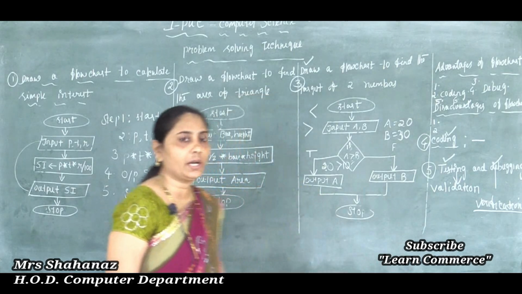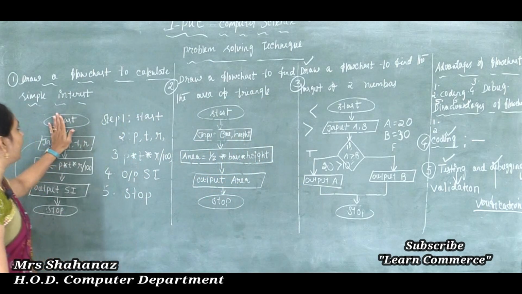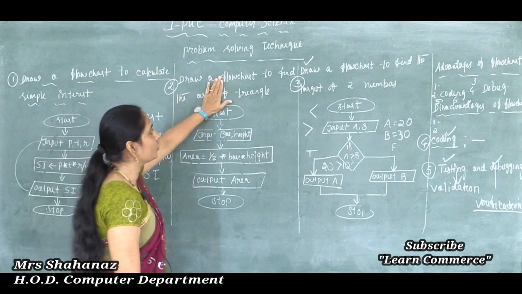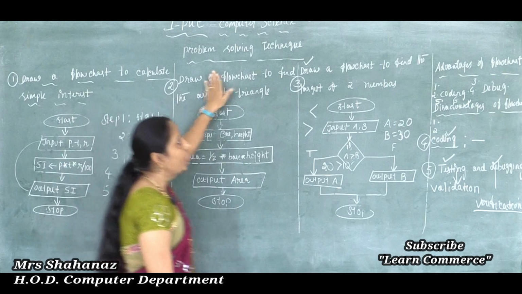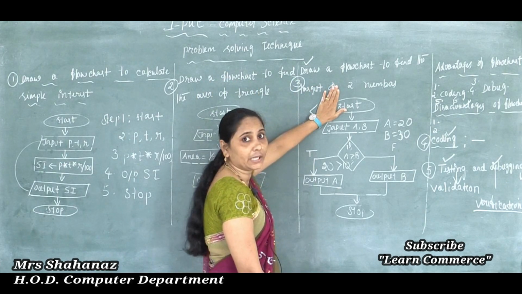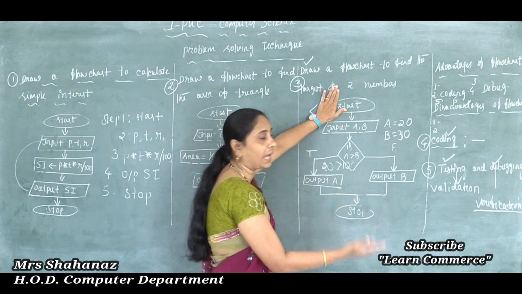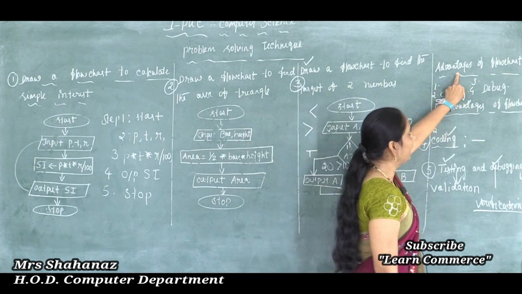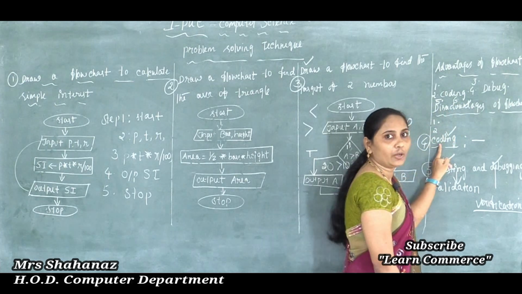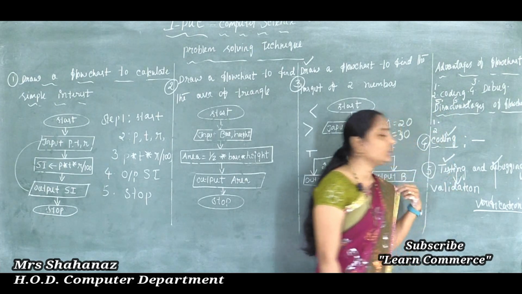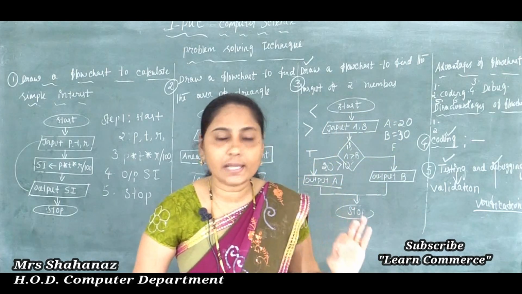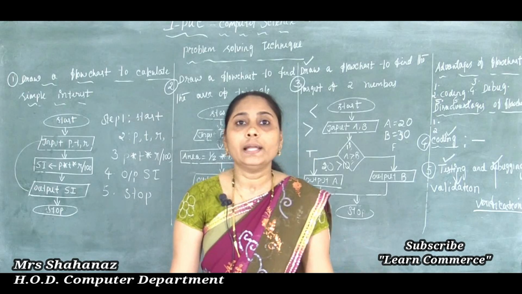I think every point is clear: the flowchart of simple interest, the flowchart of area of a triangle, and finding the largest of two numbers depending on the condition, where we move here or there. Lastly, some advantages and disadvantages of the flowchart, the meaning of coding, and also the fifth stage of the problem solving technique, that is testing, which we can also call debugging.